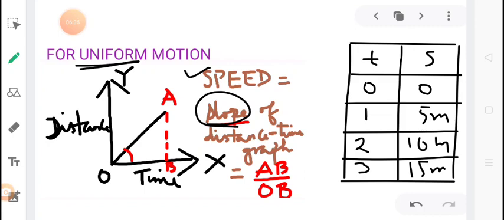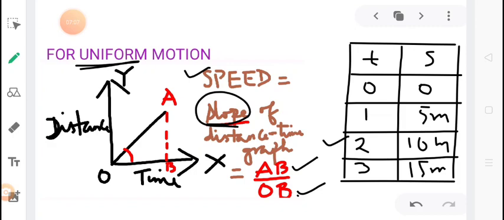What are those two sides? Perpendicular and base. So in this case, in the right angle triangle OAB, perpendicular is AB and base is OB. So AB by OB, perpendicular by base, that gives you the value of slope, and this value will help you to calculate speed. Now using this particular set of values, for instance I am considering the value when time is 2 and distance traveled is 10 meter.